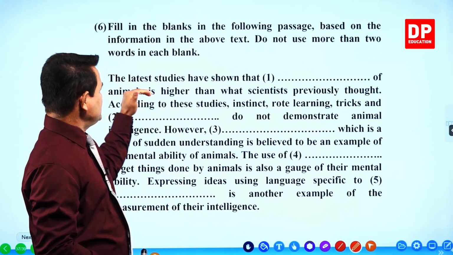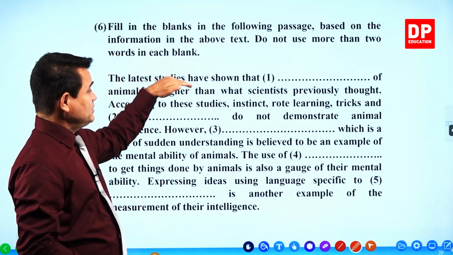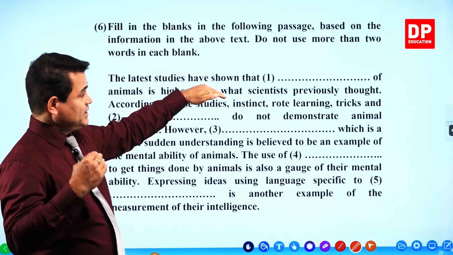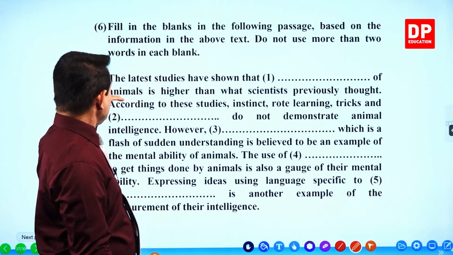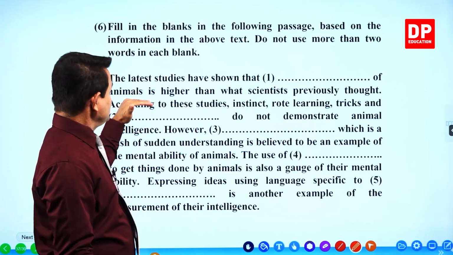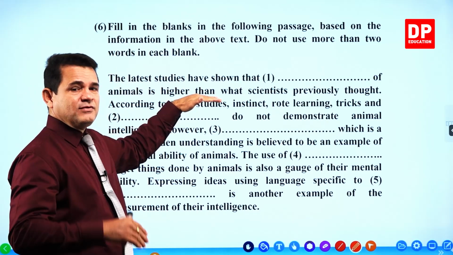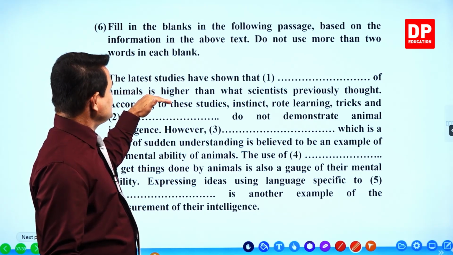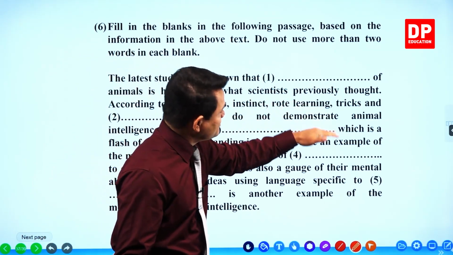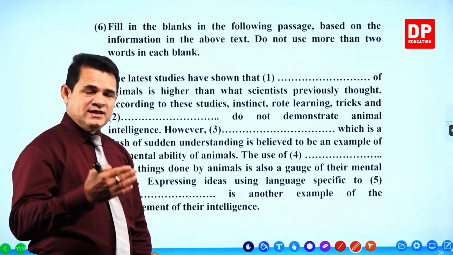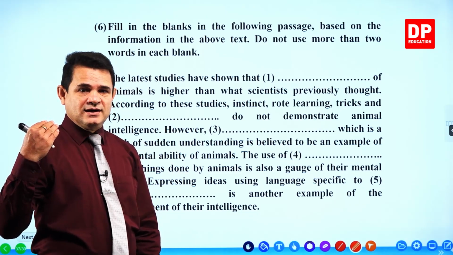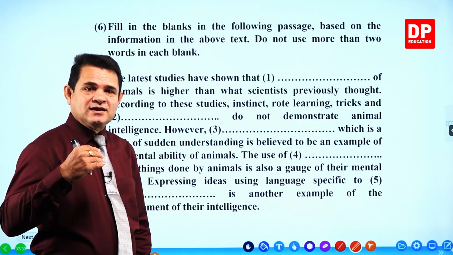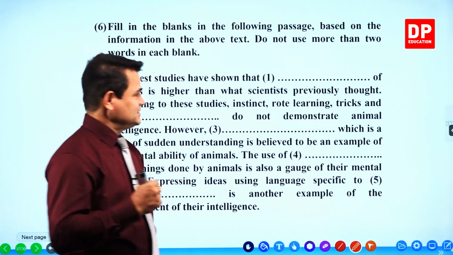අපි බලමු now what is the meaning now. The latest studies have shown. Latest නවීනතම අලුත්ම අධ්‍යයන වලින් පෙන්නලා තියෙනවා මොකද්ද? Of animals is higher than වැඩිලු. මොන animals ද? Of animals higher than what scientists previously thought. විද්‍යාඥයන් කලින් හිතුවට වඩා animals ලගේ වැඩිලු. මොකක්ද වැඩි කියන්නේ? Insight.